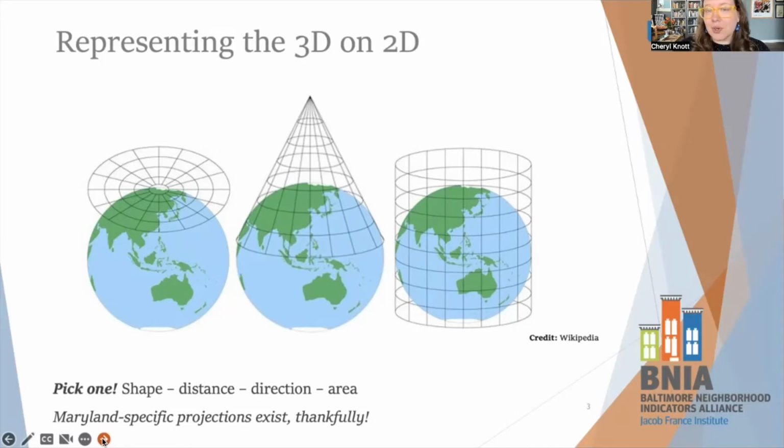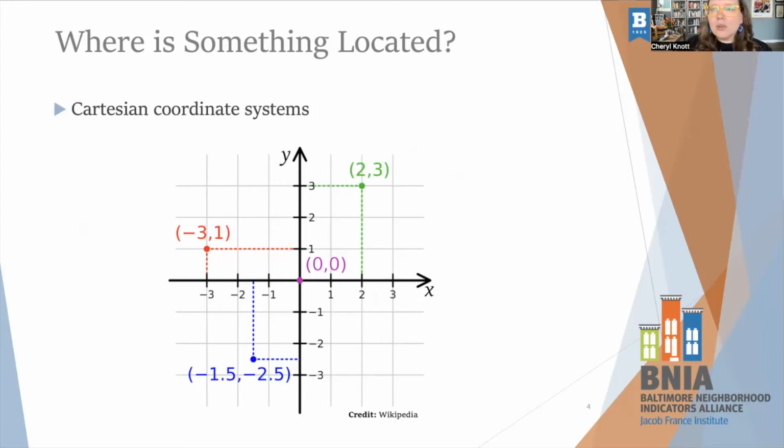At the Baltimore Neighborhood Indicators Alliance, we analyze a lot of data that is very specific to Maryland. And so we use a Maryland specific projection, a conic projection, similar to this one in the center, that allows for the greatest level of accuracy and representation as we're analyzing our data. It is incredibly important to have a clear sense of what projection and what coordinate system you're using, because it enables you to ensure that you're using essentially the same units of measurement, the same geographic projection and specifications when you're doing analysis.